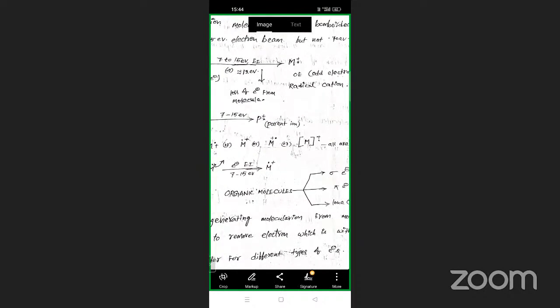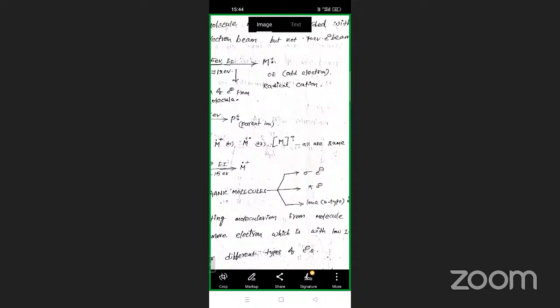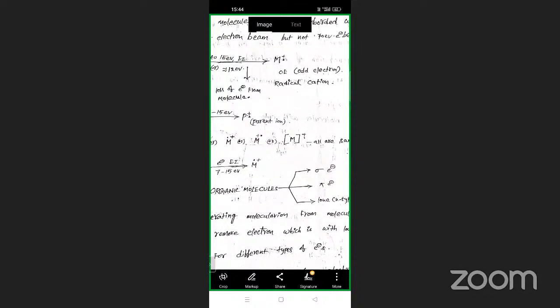How is the molecular ion forming? When this molecule in the vapor state undergoes ionization, one electron is removed from the molecule and it converts into the molecular ion. This molecular ion is denoted as M plus dot, a odd electron radical cation.